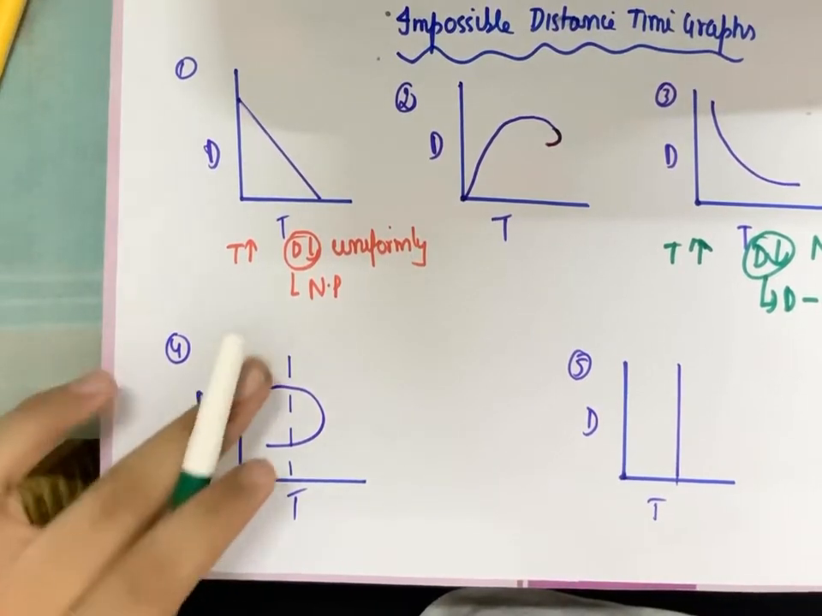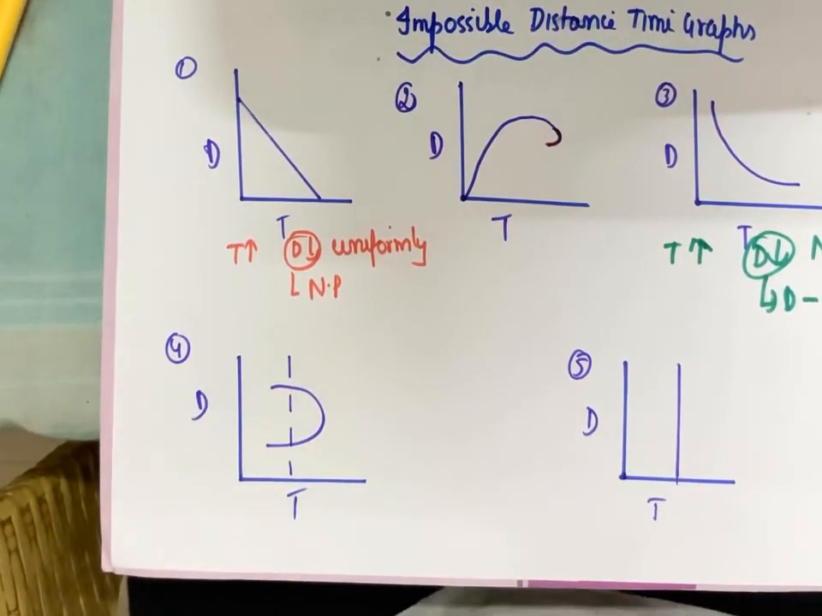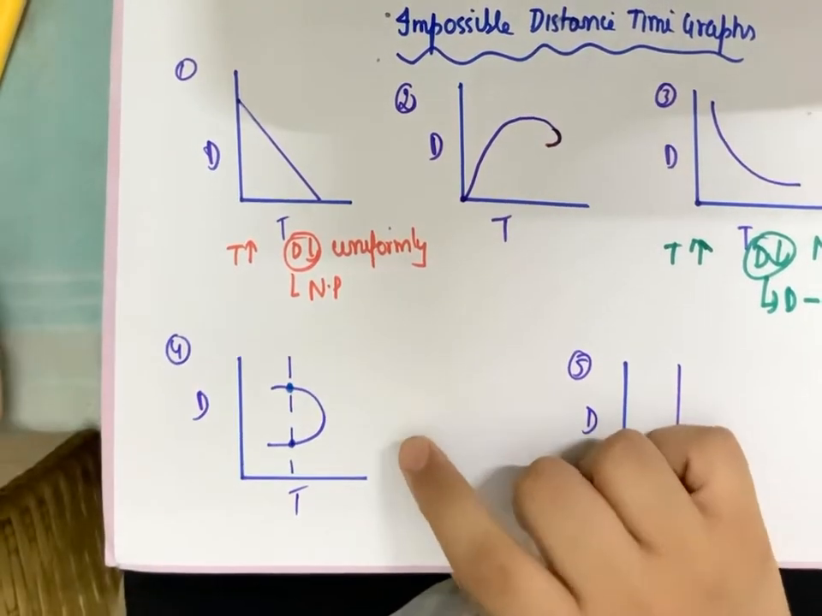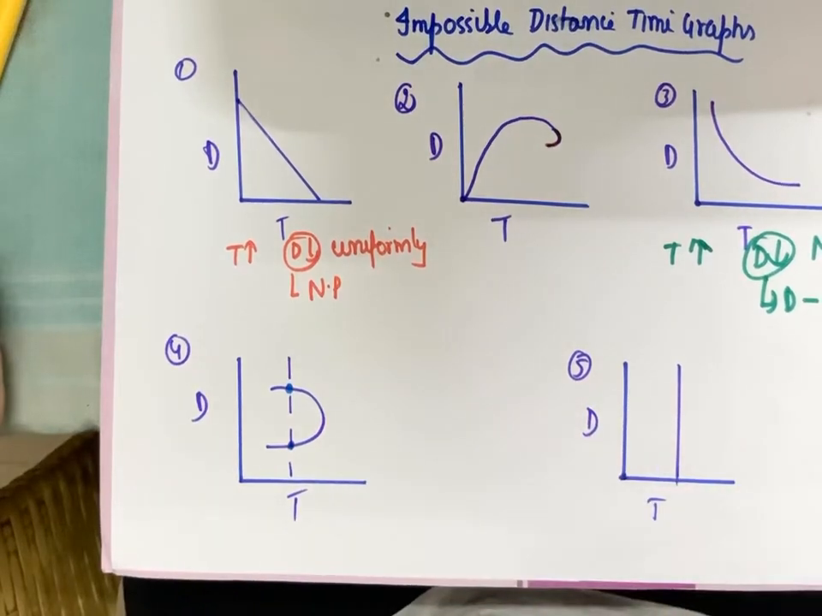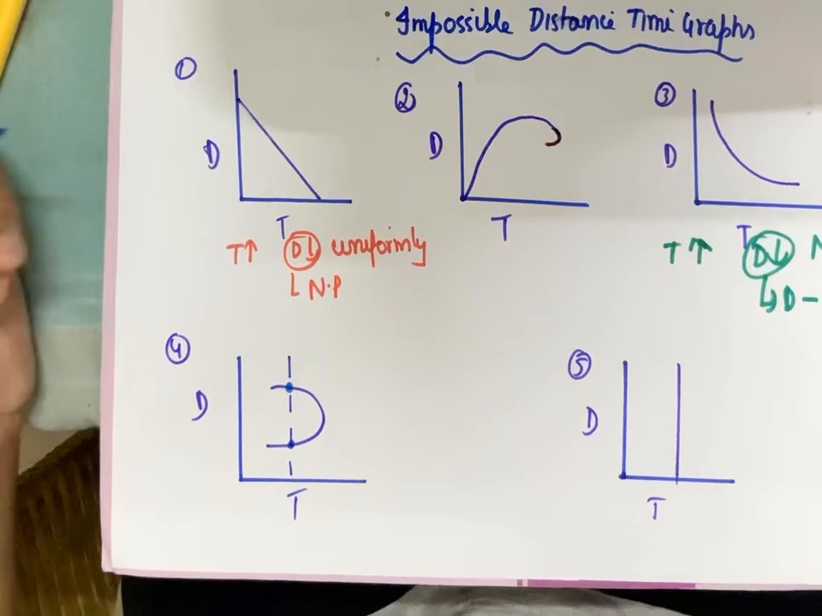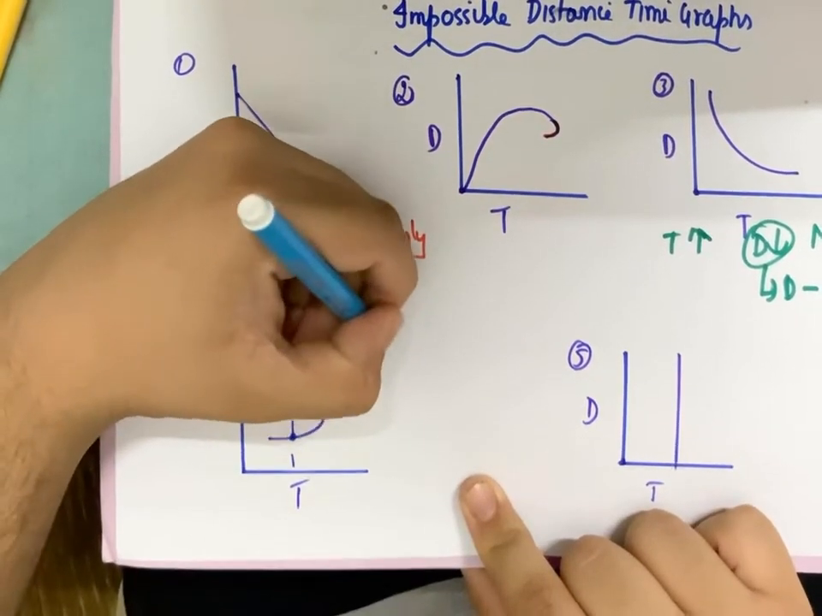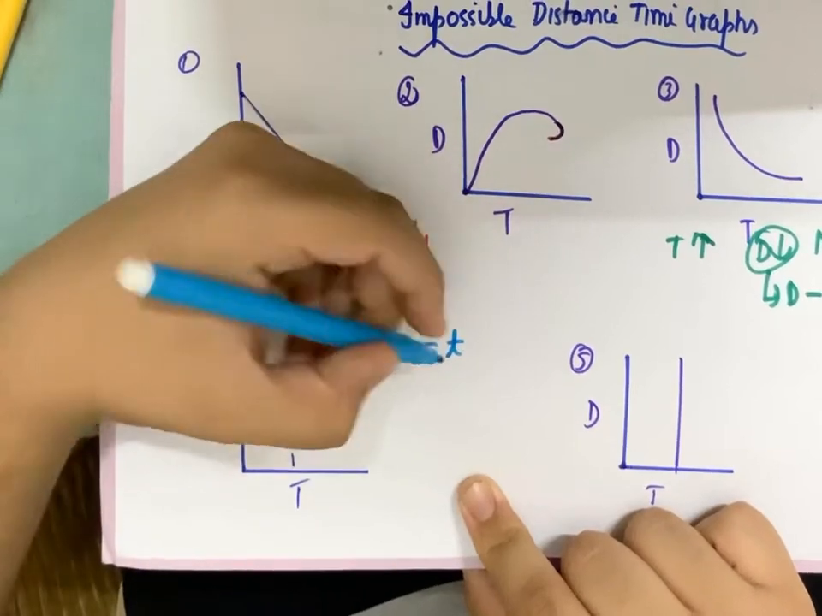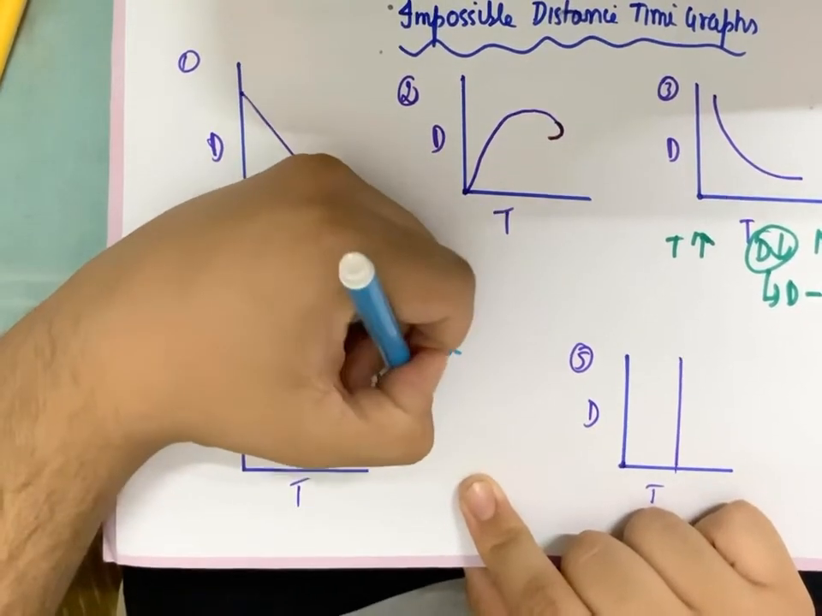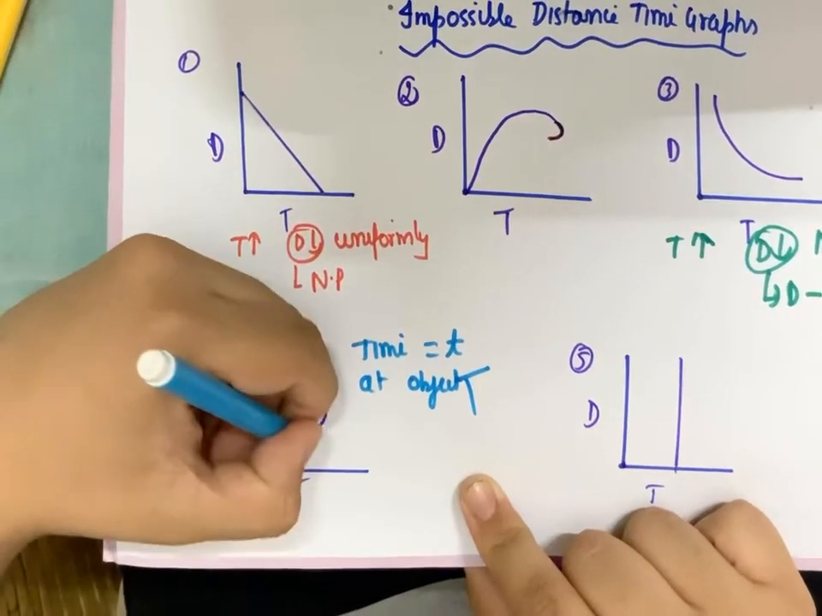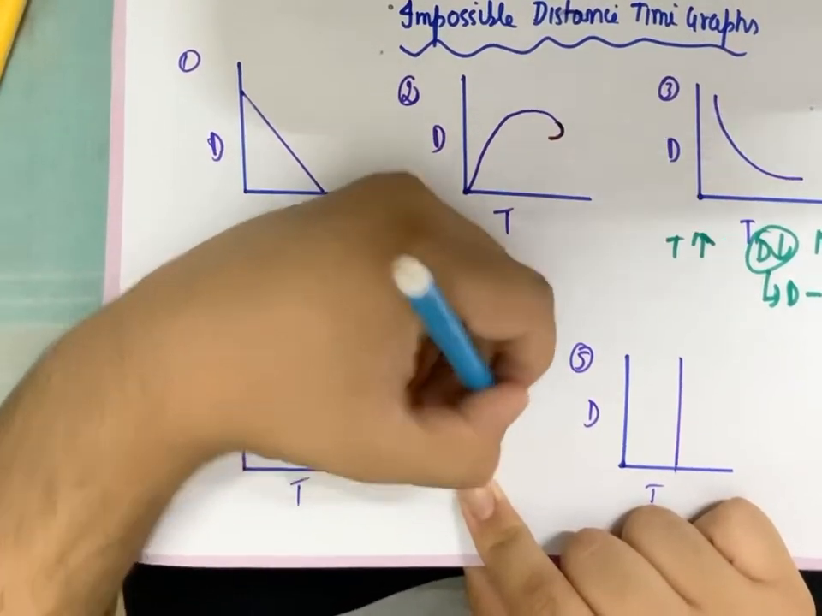Now third one, I have drawn this line here, this dotted line, because this is showing that at a particular time an object is having location at 2 places. Okay, at one particular time the object is having positions at 2 places. Let's take the time as, let time be t. Okay, so at t the object is at 2 positions. Let's call this x, let's call this y. It's at x and it's at y.